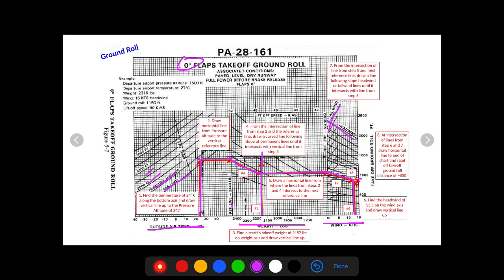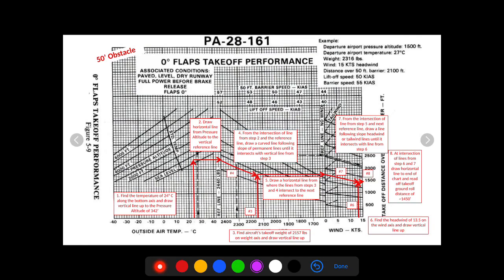All right. Now, for our 50-foot obstacle, the procedure is the exact same. It's just a different chart. Okay. So we come up from 24, all the way up to our pressure altitude 342, draw a line over, come over here to 2157 on the weight chart. Then we're going to follow these curves down until our weight line, and we're going to draw a straight line over to the next reference line.